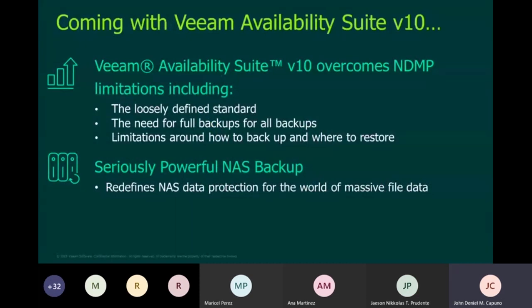So, with this Veeam Availability Suite v10, Veeam overcame the NDMP limitations, because before, on the previous version 9.5, we could back up NAS, but by doing it through the NDMP protocol, and then after that, that is the time that we would archive it to the tape library. So with this new update, Veeam already overcame the NDMP limitations like the loosely defined standard and the need for full backup for all backups.